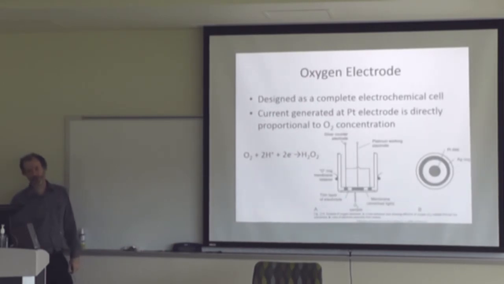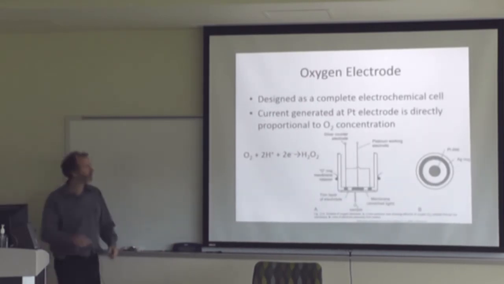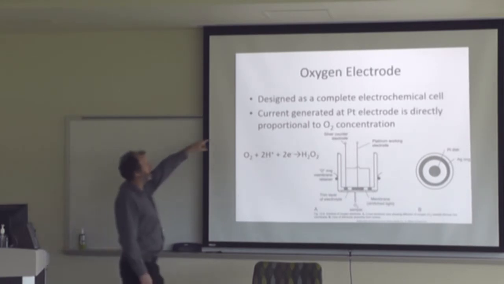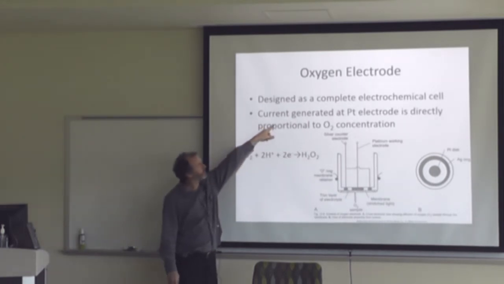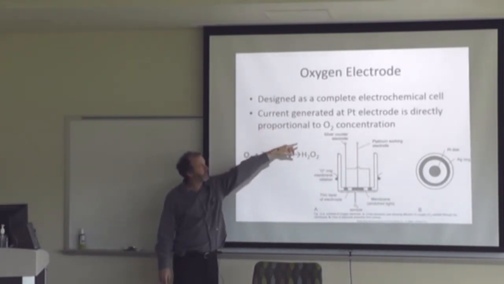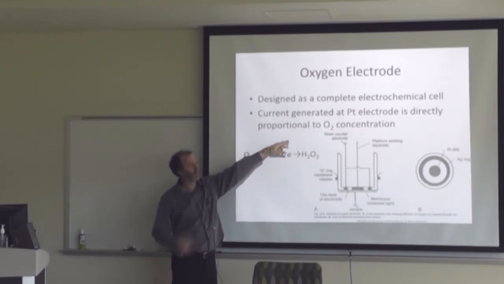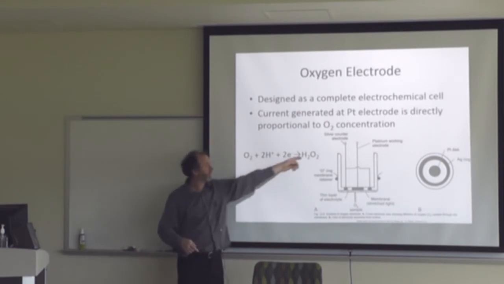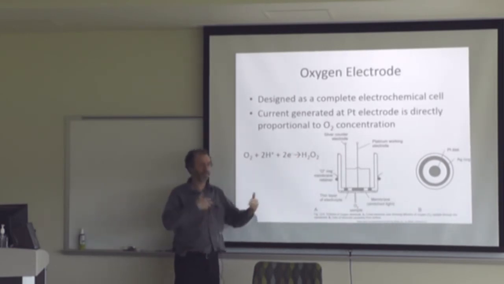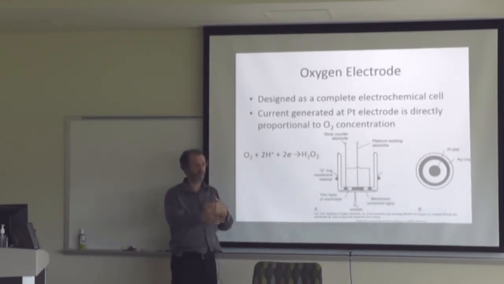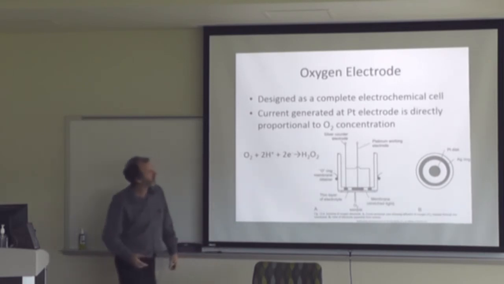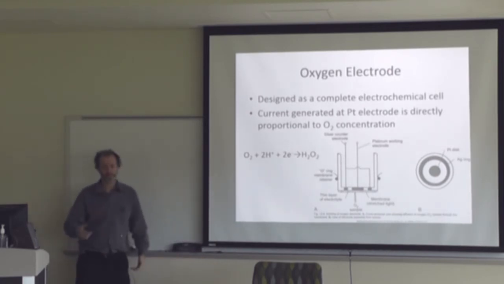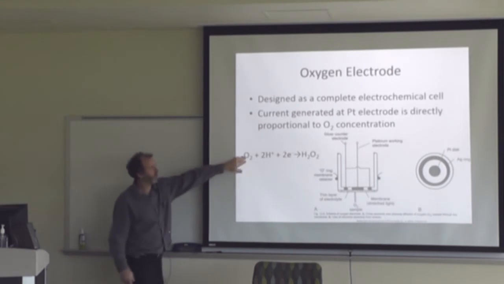And then your oxygen electrode is an example. So it's designed as a complete electrochemical cell. Current generated at the platinum electrode is directly proportional to the oxygen concentration. So what happens is the oxygen gets reduced to hydrogen peroxide, and that's caused by that electron transfer. And the current that you generate then can be measured, and it's directly proportional to the oxygen.